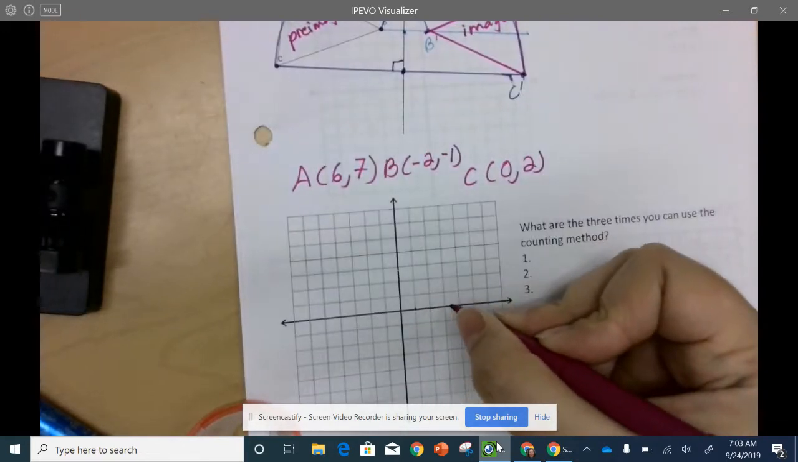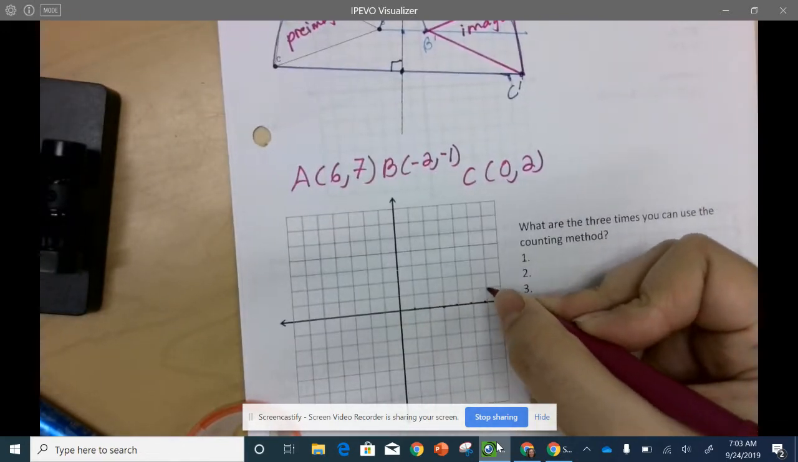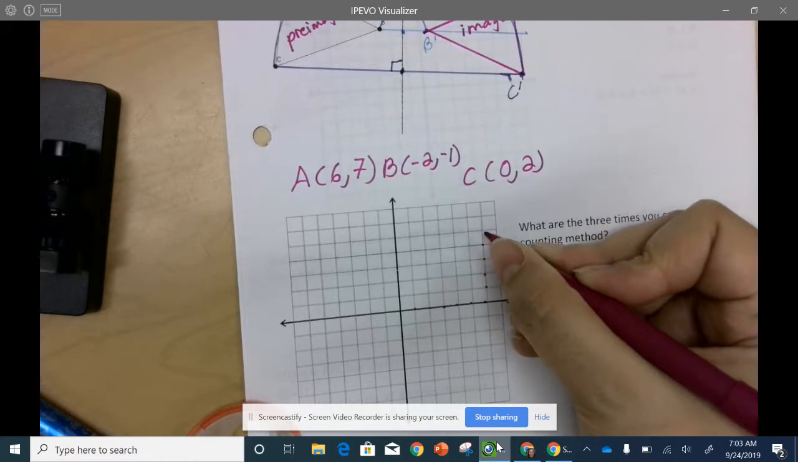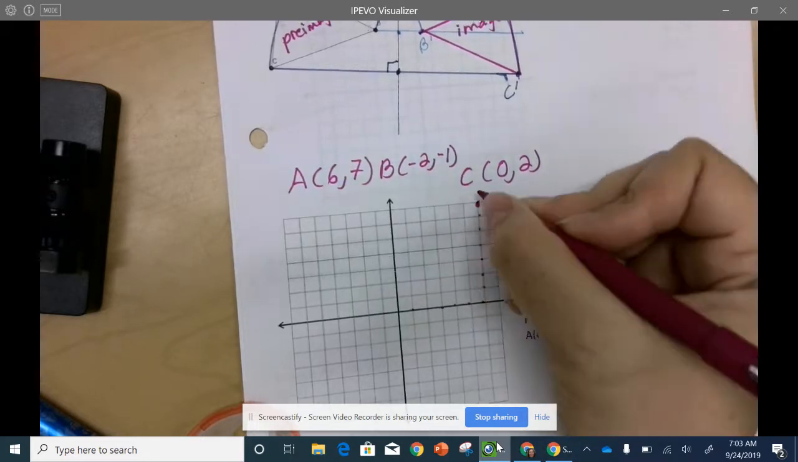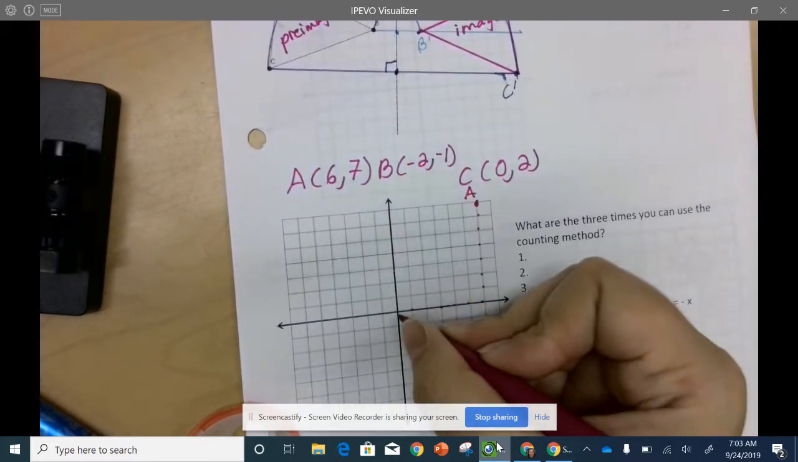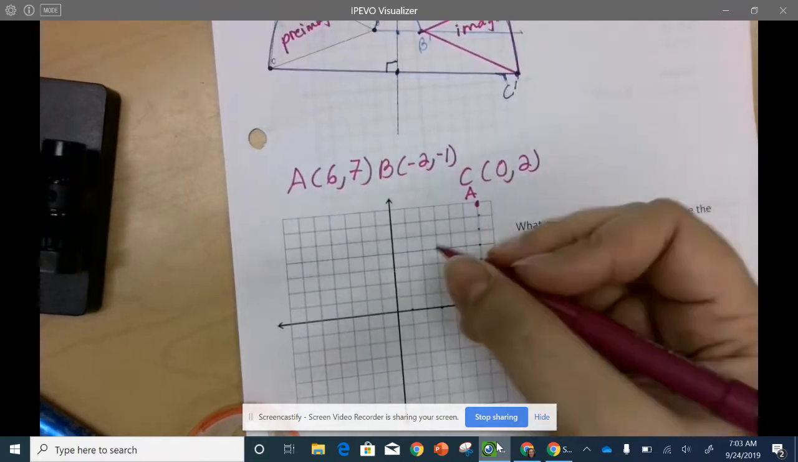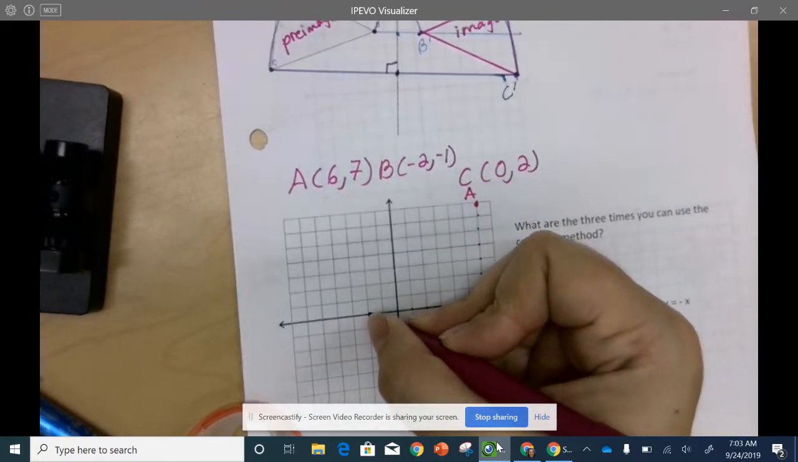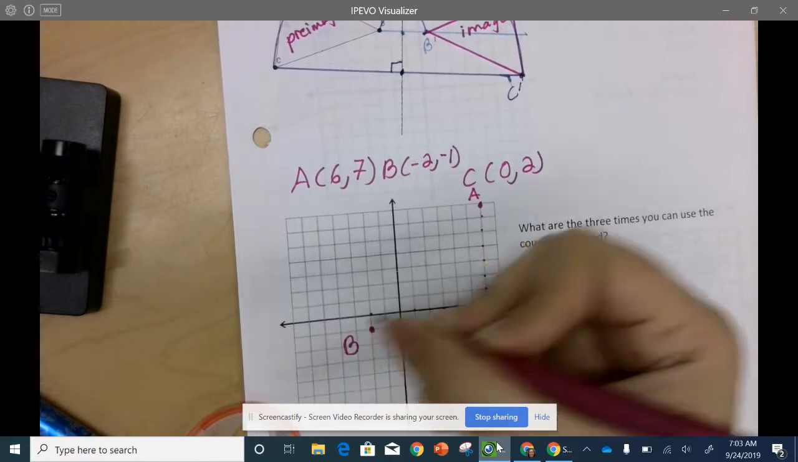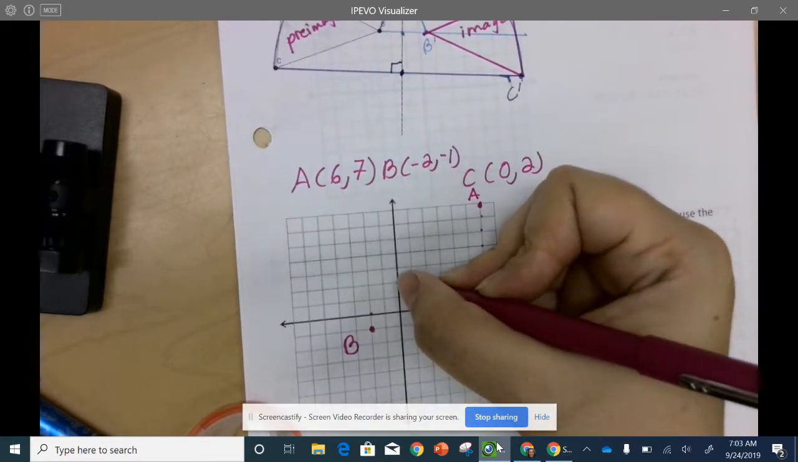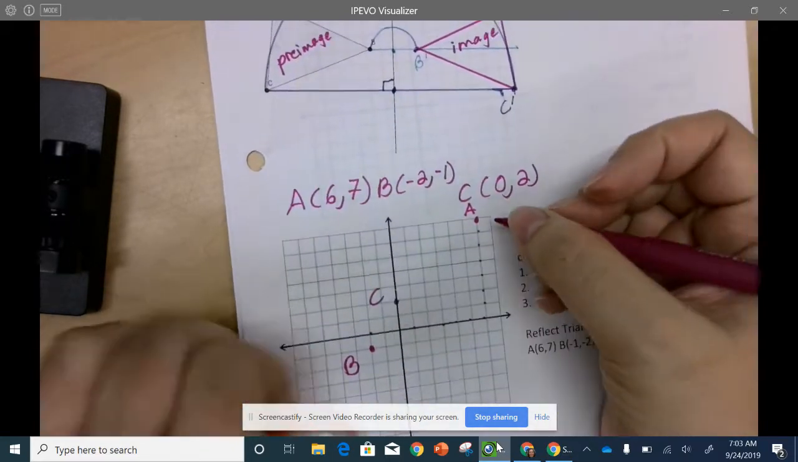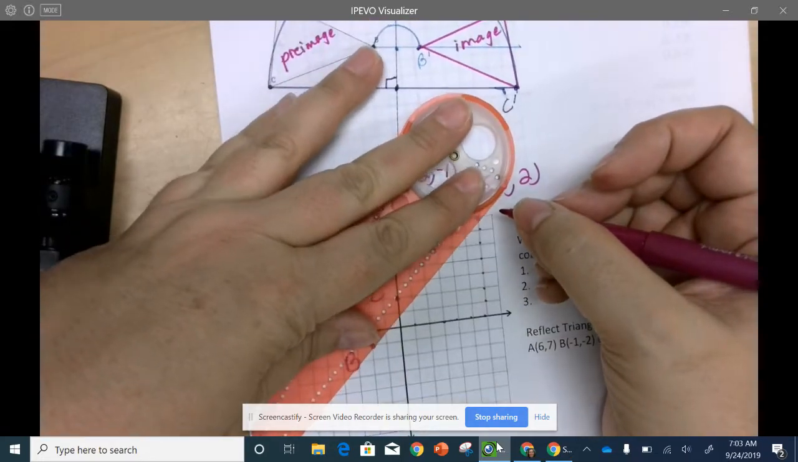So 1, 2, 3, 4, 5, 6. 1, 2, 3, 4, 5, 6, 7. Everybody remember, baby has to crawl before it walks. So we always do X before Y. Same with this one. So over -2, down -1 for B. And then C is at 0, 2. Okay, I'm going to use my compass.